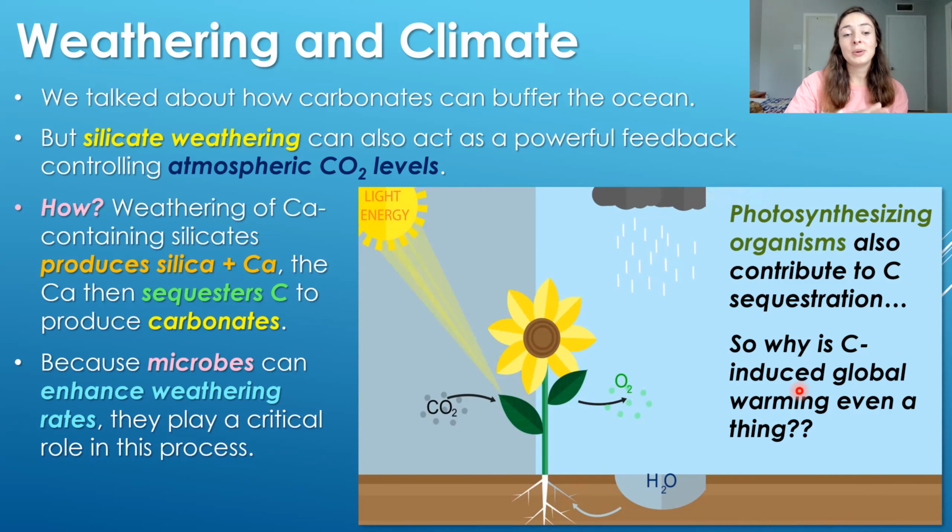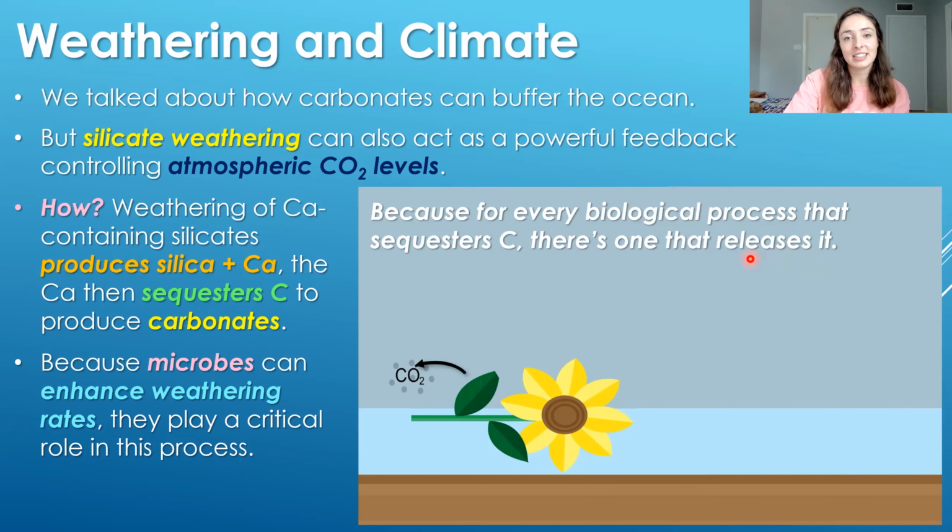If all these organisms are working to enhance carbon sequestration rates, why is global warming due to carbon buildup even a thing right now? Well, for every biological process that sequesters carbon, there's also biological processes that release carbon. Like we talked about in organic matter degradation of soils, that organic matter is something that once took up carbon, like photosynthesizing organisms such as plants, and then as it becomes degraded, that carbon is converted back to carbon dioxide and released back to the atmosphere or into carbonic acids. So this doesn't necessarily represent a very permanent carbon sequestration pathway.